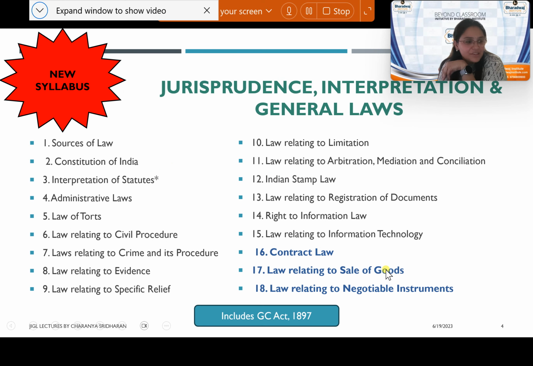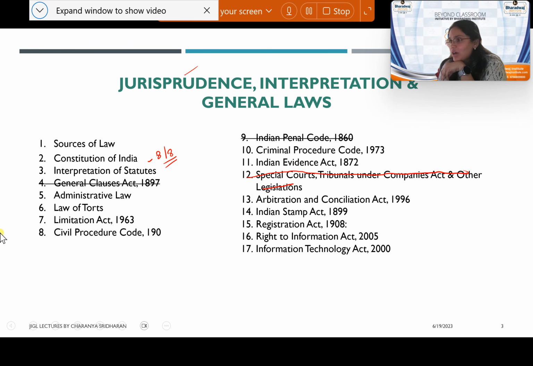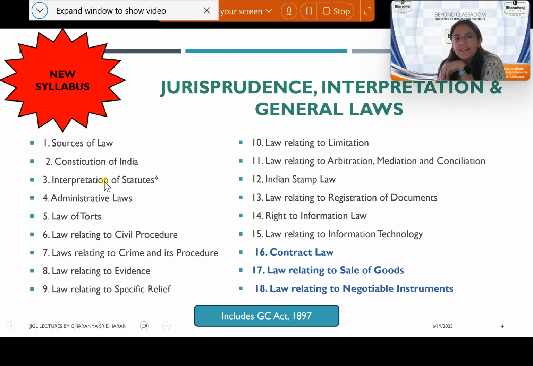But the surprise is, he deleted an act called the General Clauses Act 1897. And he has hidden it inside chapter number 3 called Interpretation of Statutes. So typically, how many chapters do we have in the syllabus? We have 19 chapters actually in the syllabus, technically speaking. Clear, everybody? This is our new syllabus.